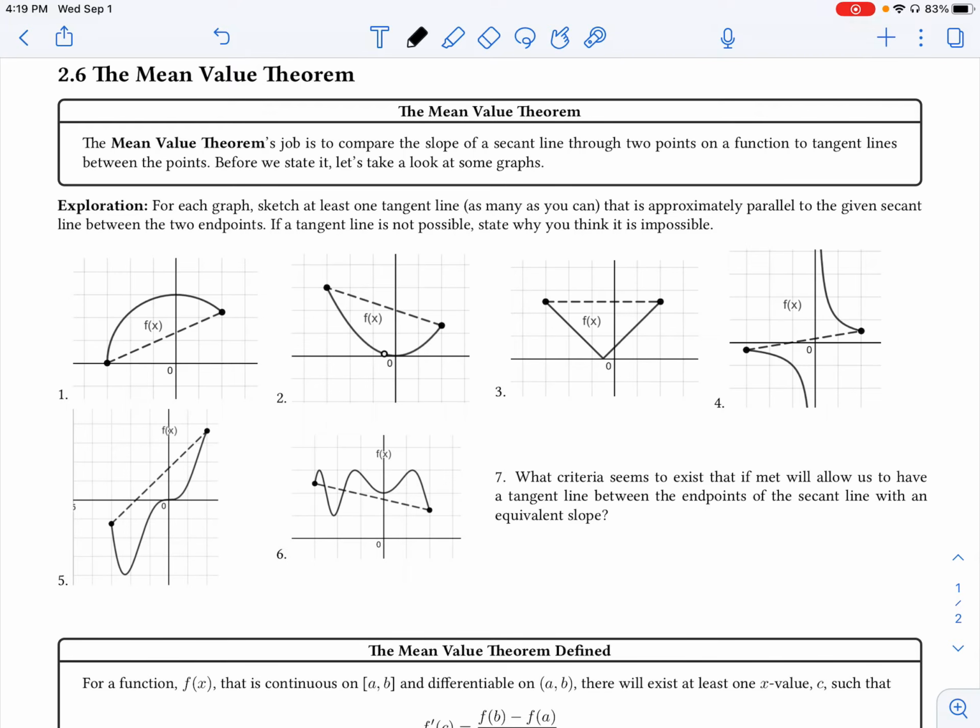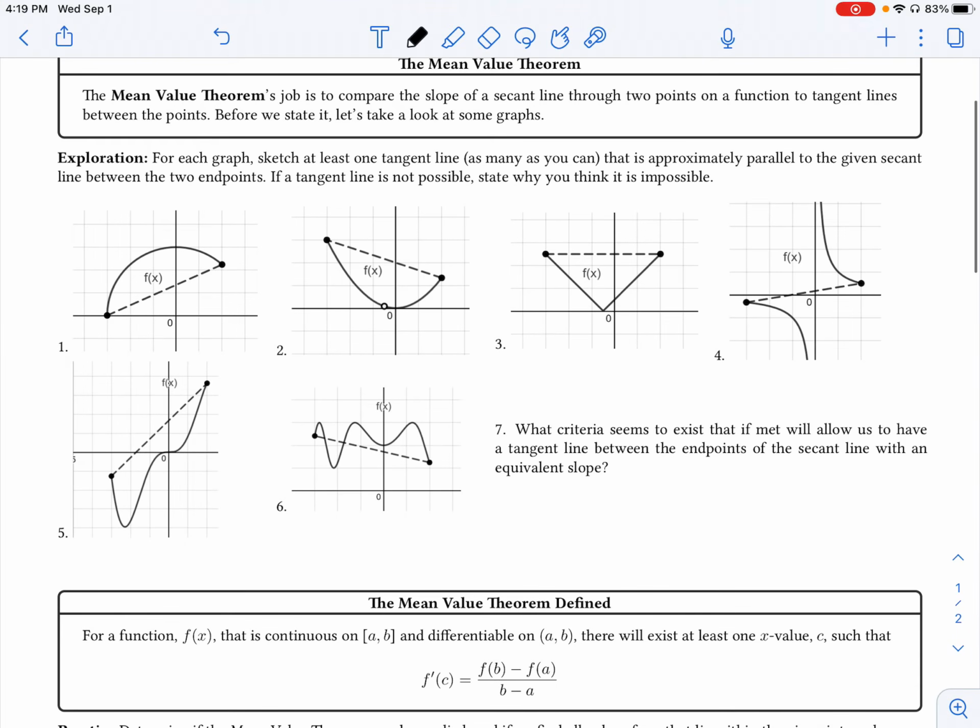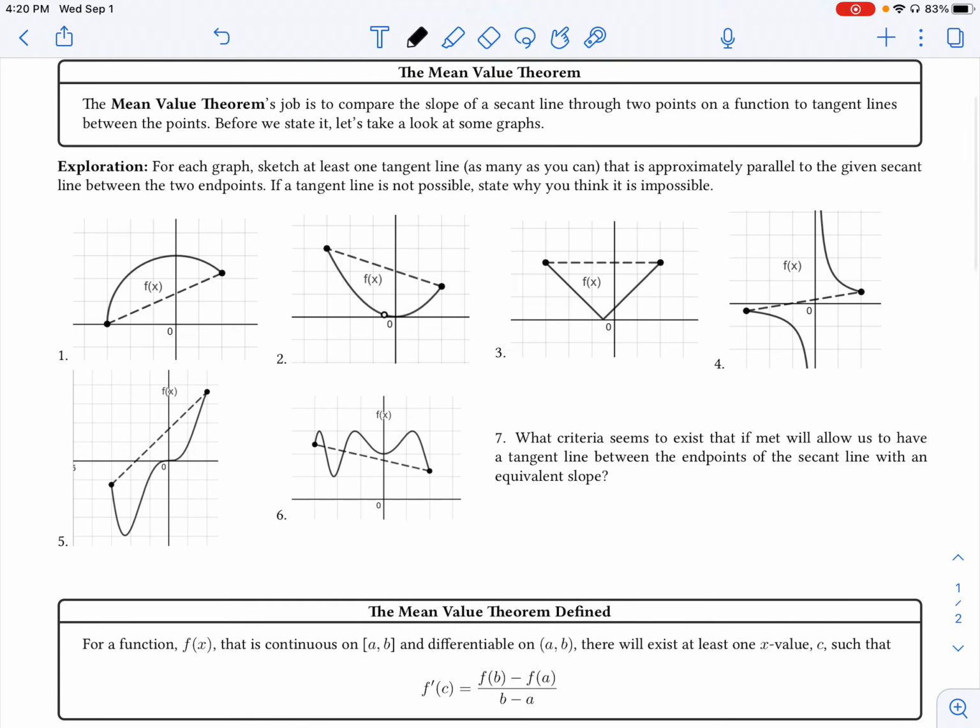In short, what the mean value theorem is saying is that if a function is continuous on the closed interval AB and differentiable on the open interval, there will be at least one x value, which we'll call c, such that the derivative is equal to the average rate of change. Or there will be at least 1 point, some x value within that interval, such that the slope of your tangent line is exactly equal to the slope of the secant line.